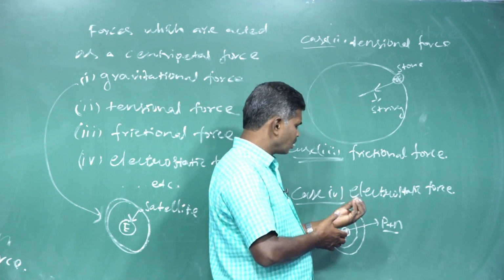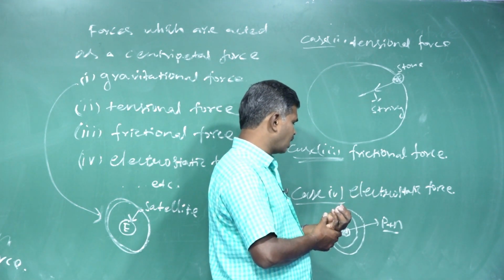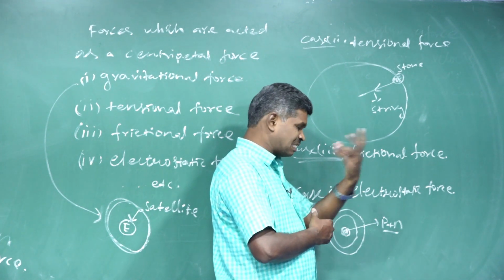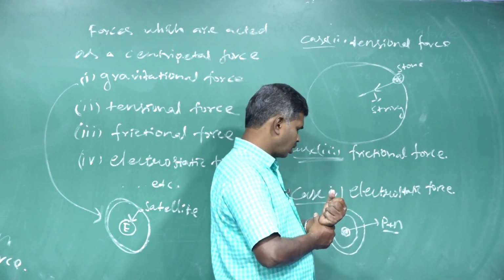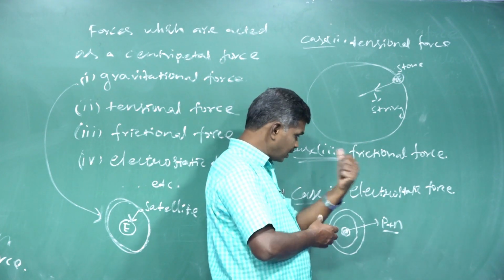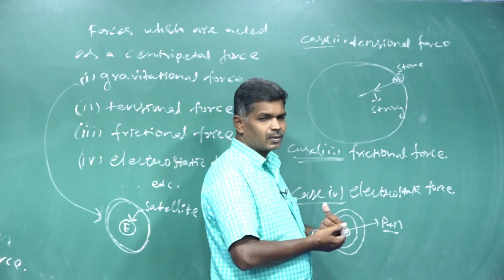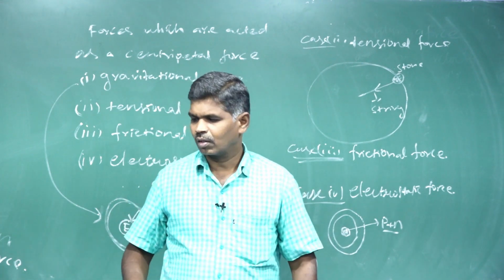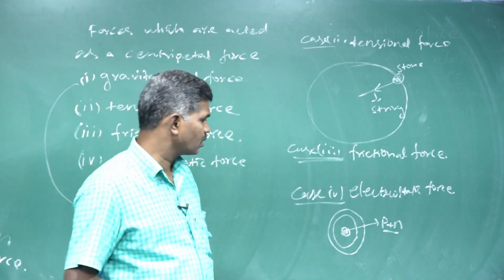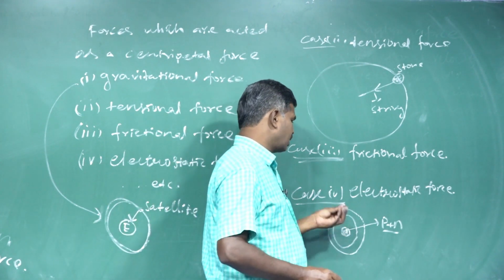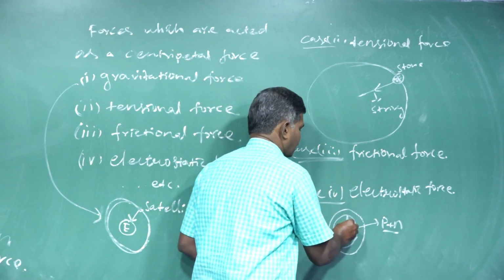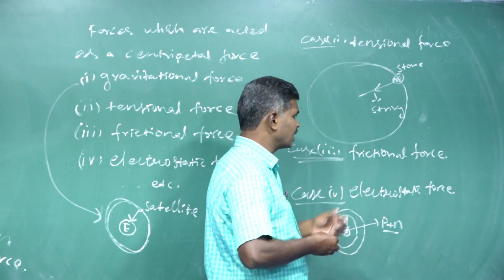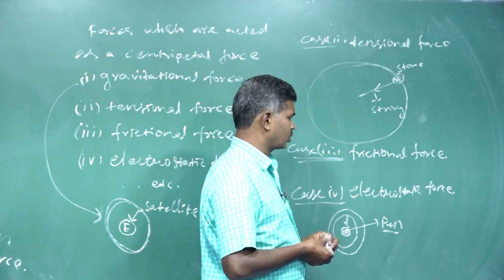Between the nucleus and the moving electron, electrostatic force is acting. The nucleus exerts an electrostatic force on that revolving electron to make it move in a circular permitted orbit. So at the time the electron moves in a circular path or orbit, the nucleus exerts an electrostatic force towards the nucleus. Then the electrostatic force acts as a centripetal force.